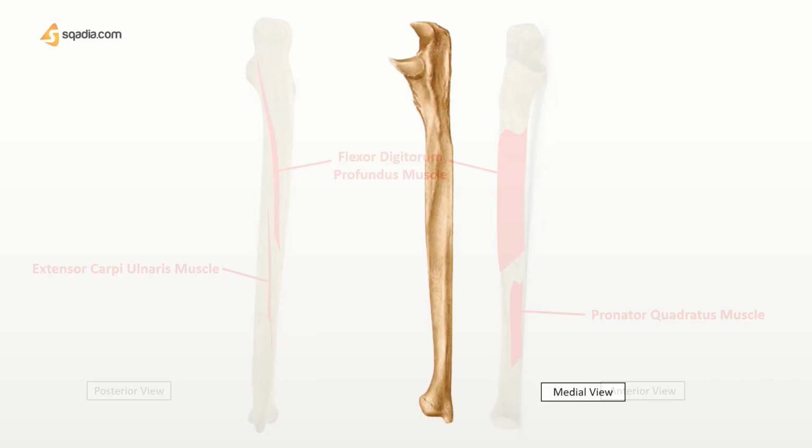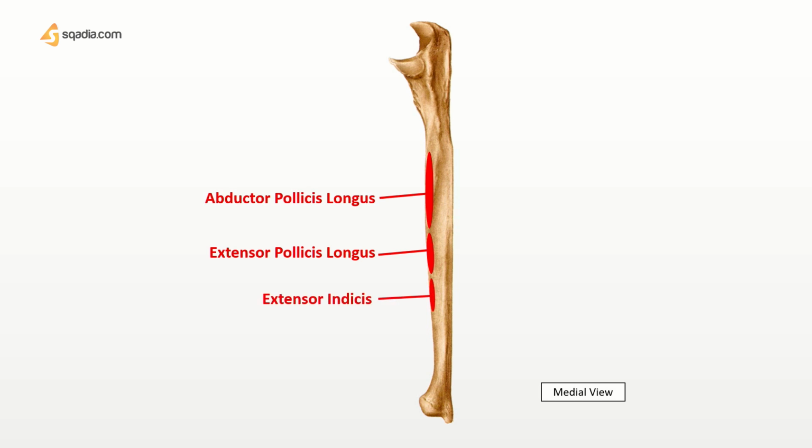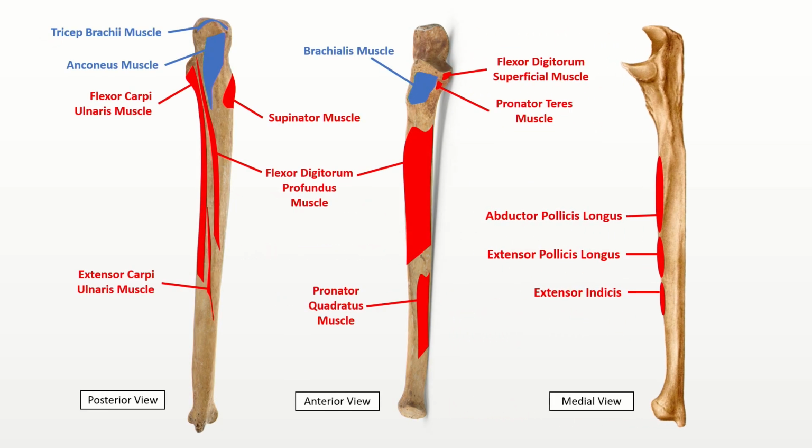Now at the medial portion, there are three muscles: abductor pollicis longus, extensor pollicis longus, and extensor indicis. It also originates from the interosseous membrane. So these are all the muscles that you need to remember for this bone.